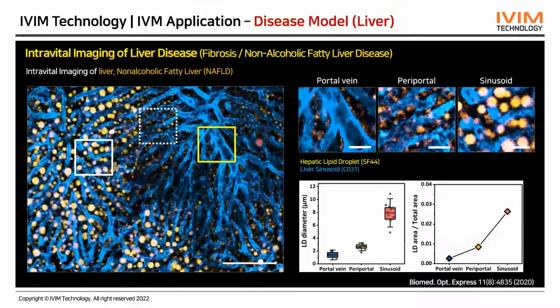And we also performed quantitative analysis of the lipid droplet size and the area located near the various types of hepatic vessels, including portal vein, periportal, and sinusoidal vessels. In the result, the size and the area of the lipid droplets increase from the portal vein to the sinusoid area.